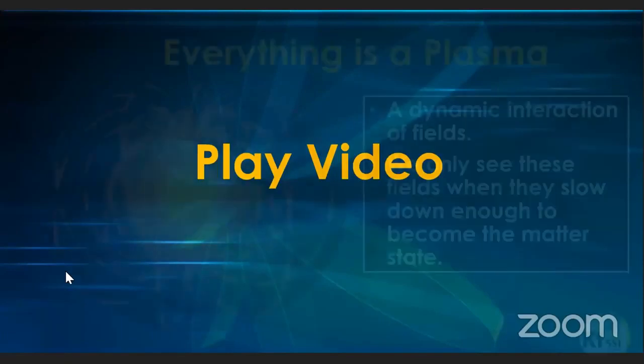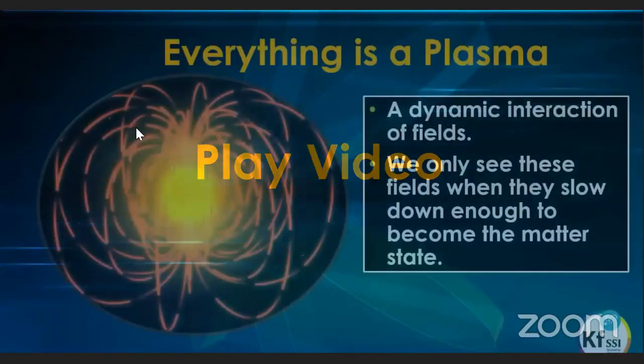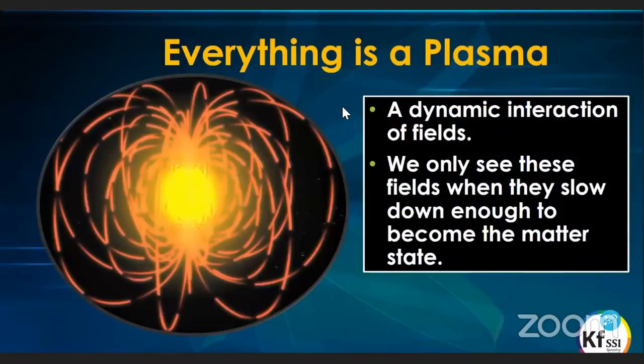Okay, so we then have to view that we see the dynamic interaction of these fields. So you've got the magnetic rays coming together, they find a match, and they start interacting with each other, and they start creating that dynamic interaction of these fields. And this is what we call a plasma.